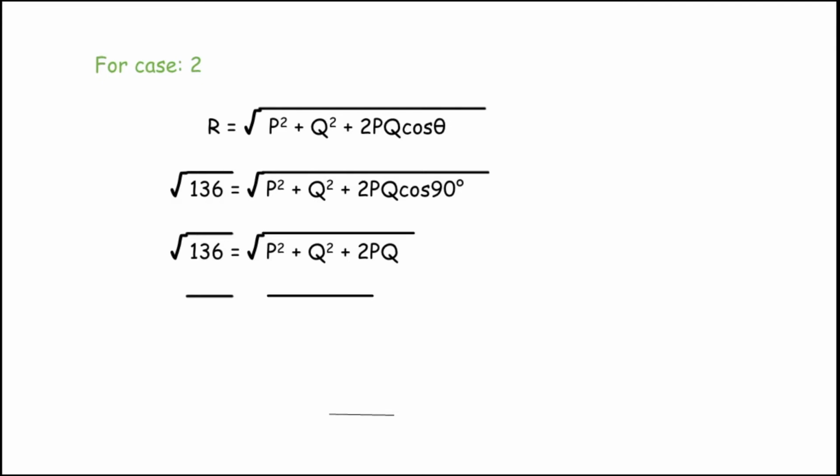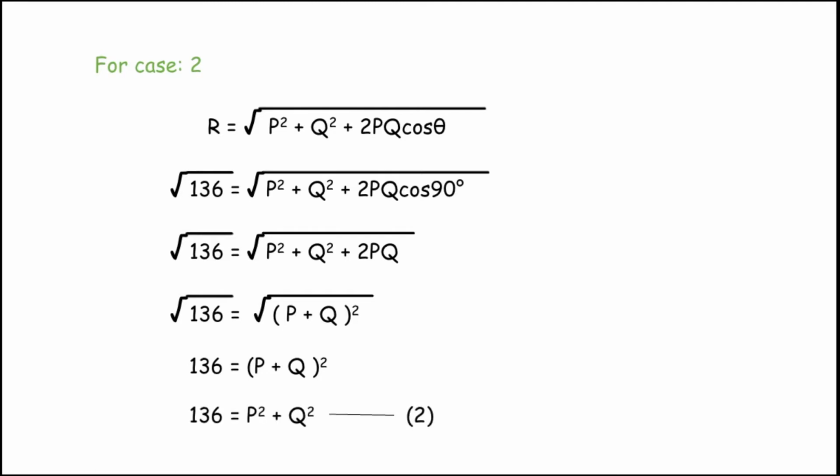What does it mean? A plus B whole square equal to A square plus B square plus 2AB. So that's why I take root 136 equal to root of P plus Q whole square. And cancel the root on both sides. We take 136 equal to P plus Q whole square. Now substitute the square on both values. We get 136 equal to P square plus Q square as equation 2.